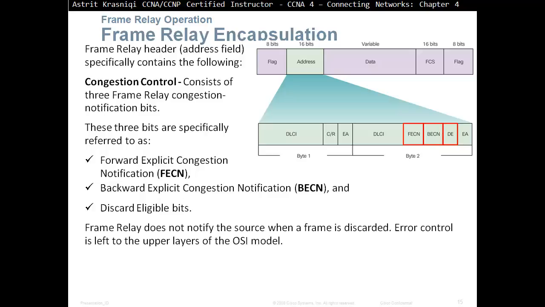Frame relay does not notify the source when the frame is discarded. Error control is left to the upper layer of the OSI model. So for example, if there's congestion, you can mark some of the frames as discard eligible. So in case there's congestion, these frames are going to be dropped. Forward explicit congestion is as you are going to the destination. So as you send to the destination, there's a forward congestion, and the backward explicit congestion is going to notify that as the packet is coming back, there's been congestion.